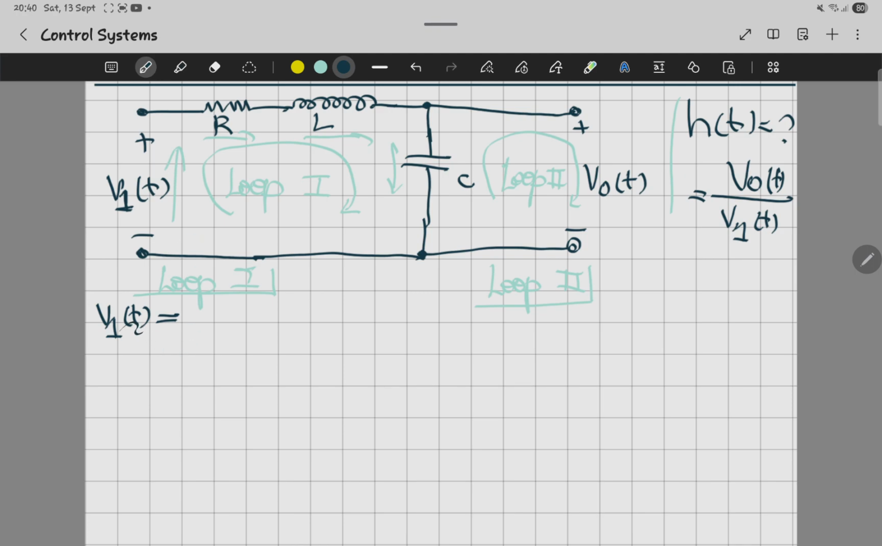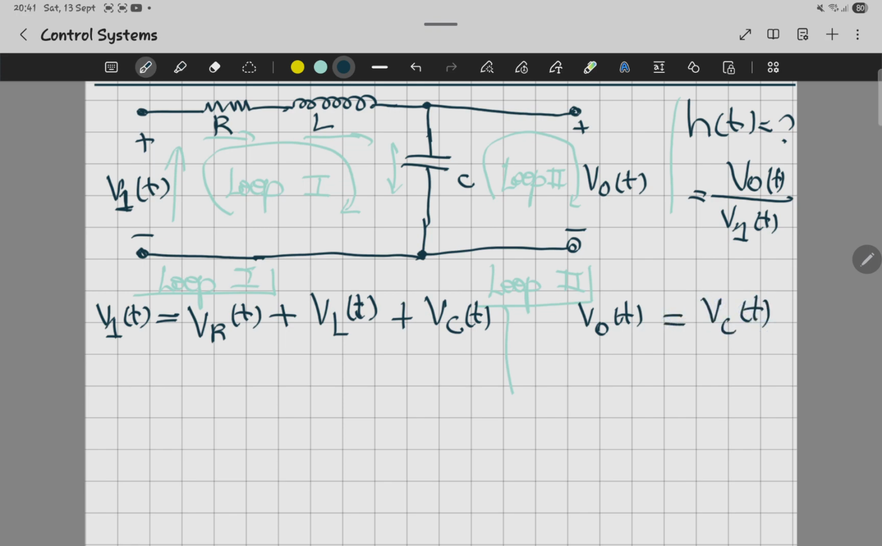So it's going to be V1 of t equals VR of t plus VL of t plus VC of t. That is what you're going to get on loop 1. And loop 2, since they are in parallel, it's going to be Vo of t equal to VC of t. This is what you're going to get. And if you want to go further and replace a value, you can.